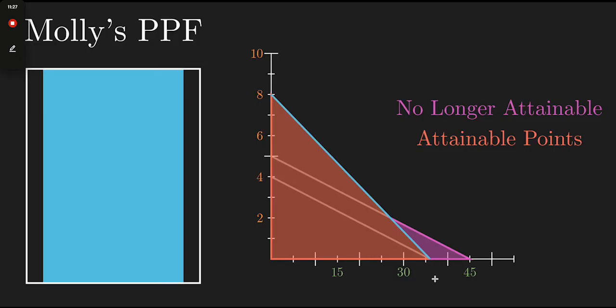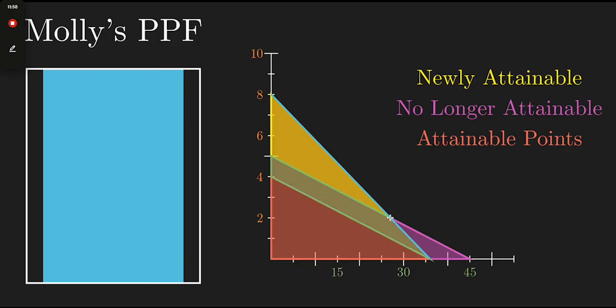All right, so let's do a couple more. What about this region? Think about what this region might represent. These are points that were not available before the new carrot harvesting technology, but they are available now after the new technology. So this is what we'll call newly attainable. This new technology has given us the ability to produce here.